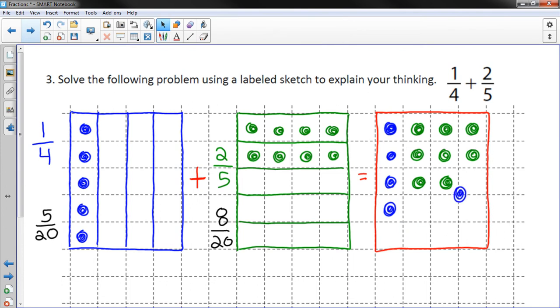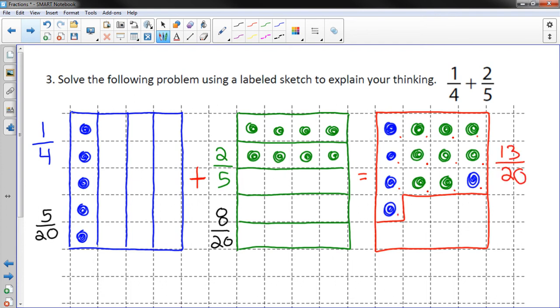I'm going to move this one over here, make it look a little easier. And it appears that my answer is, if I were to count all of these, is it 13? 1, 2, 3, 4, 5, 6, 7, 8, 9, 10, 11, 12, 13 20ths. Pretty interesting problem, I say.